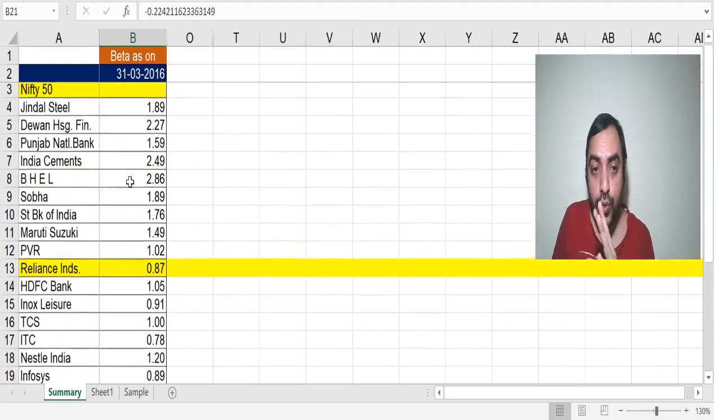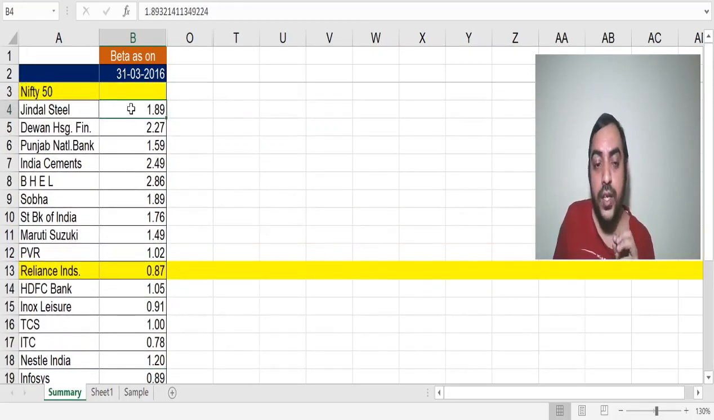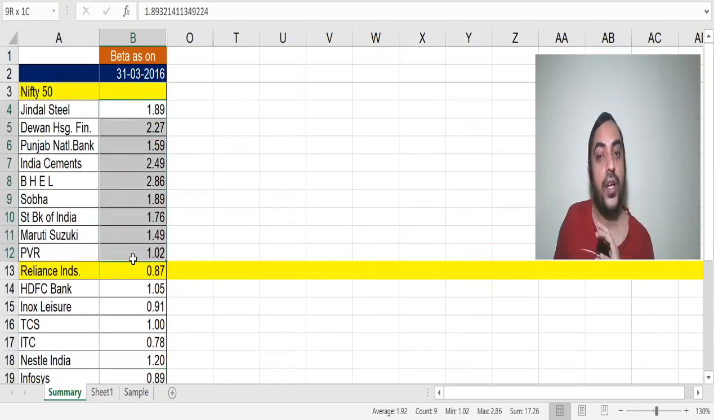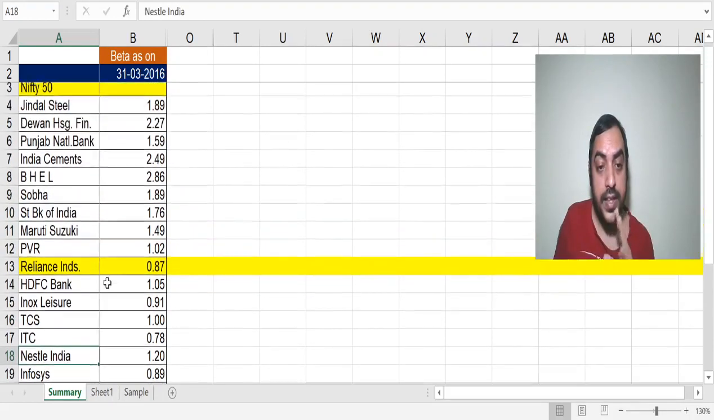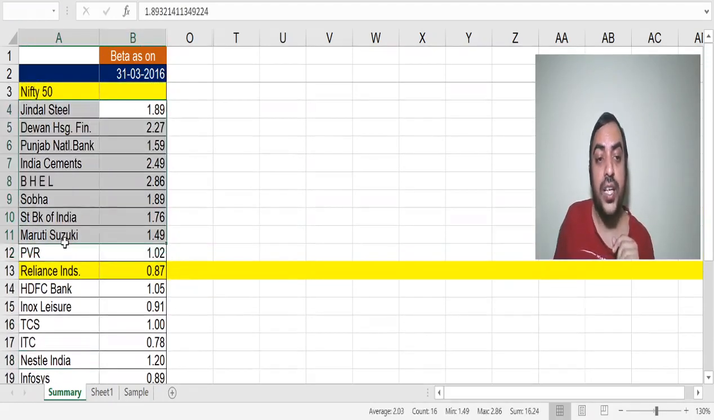Okay, so you look at these companies now. Wherever the beta is more than 1, look at the names of the companies. Jindal Steel, Diwan Housing Finance, Punjab National Bank, India Cements, BHEL, Soba Developers, State Bank of India, Maruti Suzuki, and yeah, Nestle India is fine. Okay, so these stocks, if you closely observe, they are banking stocks, non-banking financial companies, cement companies, Jindal Steel Company, Construction Soba. You see, understand?